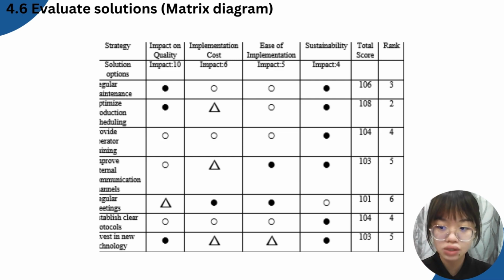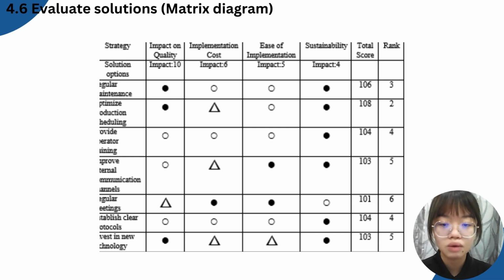Second, implementation cost. Given an impact score of 6, implementation cost is crucial as it helps in reducing production costs. Keeping our expenses in check is crucial for the financial health of the company. Third, ease of implementation. This criteria was assigned a score of 5. Solutions that are easier to implement will cause less disruption and allow us to see benefits more quickly.